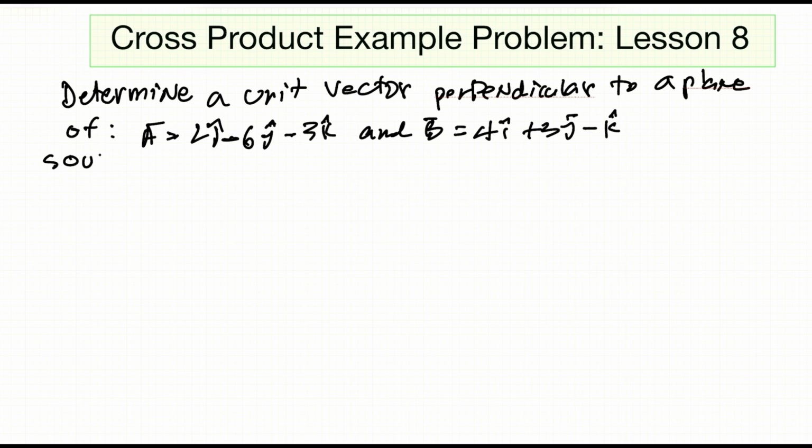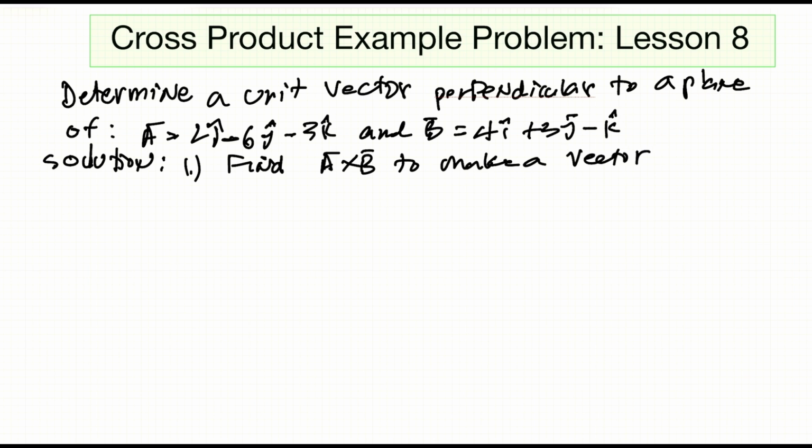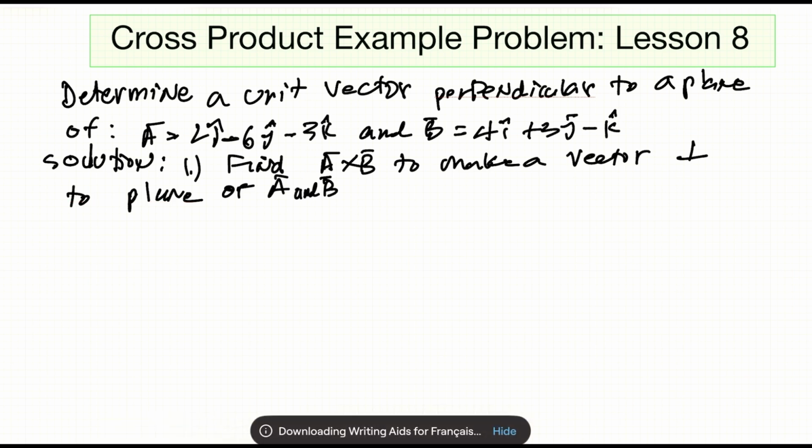So our method of solution here, first thing we want to do is find A cross B, because we know that the cross product is going to be perpendicular, and that's going to make a vector that's perpendicular to the plane of A and B. Let's change that to an and, A and B, not to confuse you there.